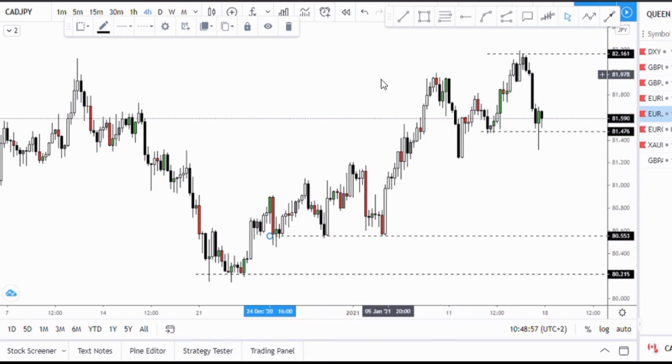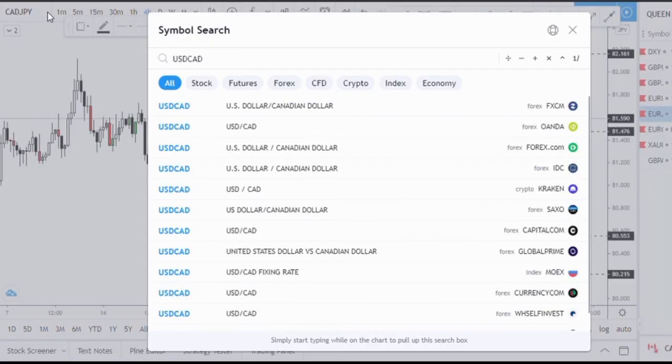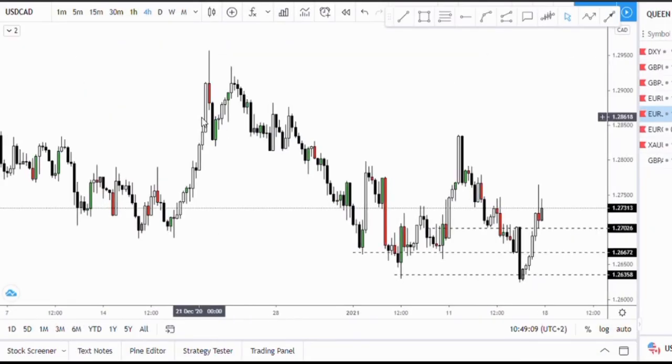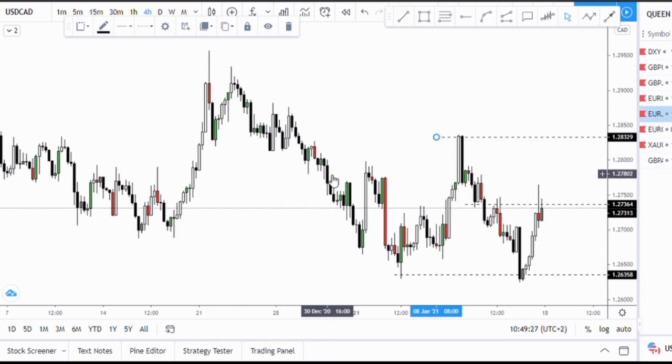So I would not advise CAD JPY or another pair with CAD, or USD CAD. The only problem with USD CAD is it normally moves during NFP, or when there's very important news that will actually move the pair. It's really not a fun pair to trade. See, these are very small body candles. How many hours are you going to wait for your TP to get hit?